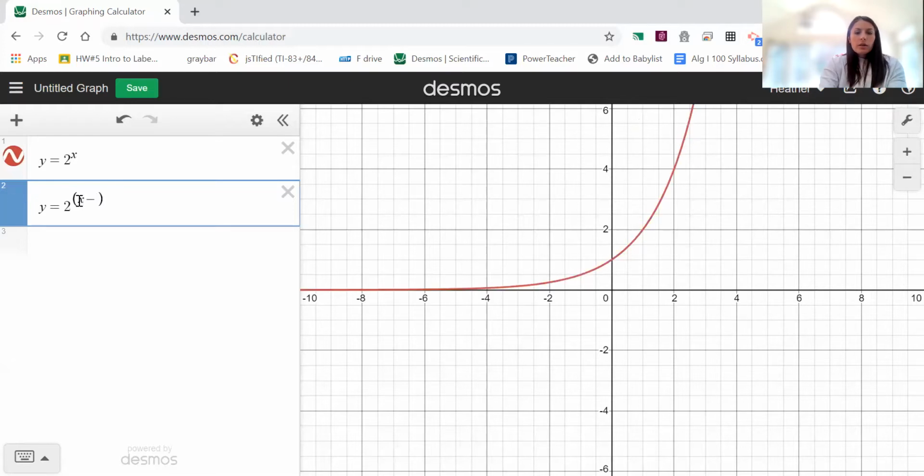I'm gonna subtract 2. What happened there? Let's look at, what if I subtract 5? Okay. What if I subtract 10? Ooh. Okay, so you can see the more we subtract, the more my graph shifts to the right.